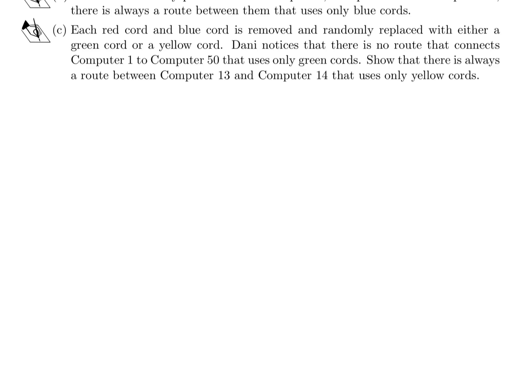Each red chord and blue chord is removed and randomly replaced with either a green chord or a yellow chord. Danny notices that there is no route that connects computer 1 to computer 50 that uses only green chords. Show that there is always a route between computer 13 and 14 that uses only yellow chords. So there's no route of only green chords. So if you have computer 1 and computer 50, right? There is no route of only green chords.